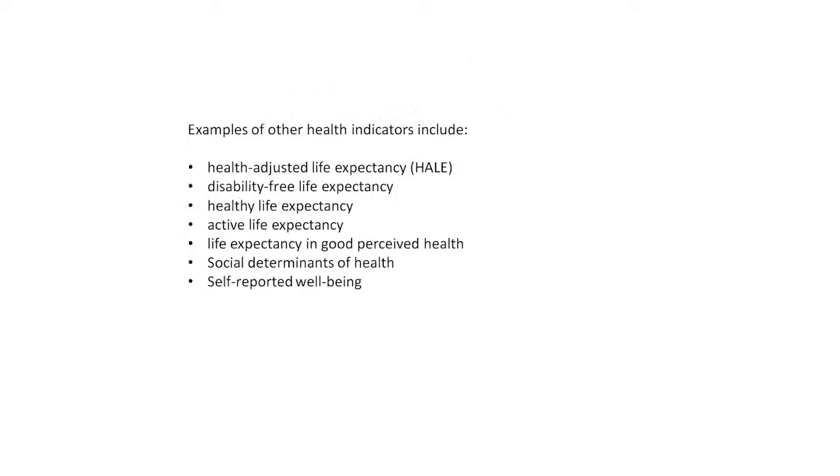And examples of other health indicators include health adjusted life expectancy, disability free life expectancy, healthy life expectancy, active life expectancy in good perceived health, social determinants of health, and self-reported well-being.